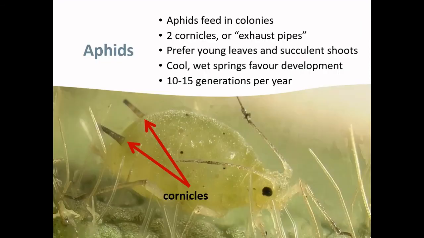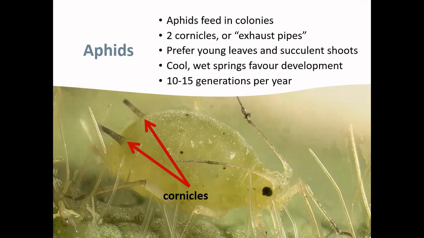Moving on to aphids, there are a number that we see in Ontario apple orchards, but in general, aphids tend to feed in colonies, so it's very uncommon to see one or two aphids on their own. They tend to be in quite large groups in an area. And with all aphids, they have two cornicles that extend off their back end, also known as tailpipes or exhaust pipes.